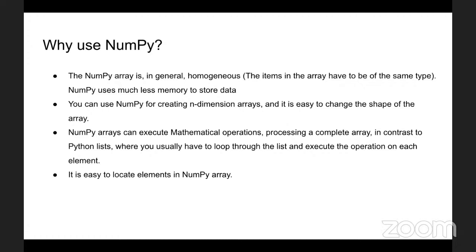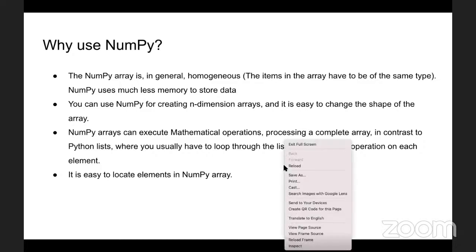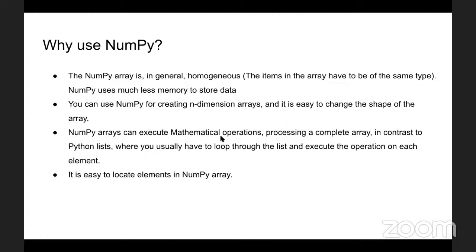NumPy array in general only supports data of the same type, which uses much less memory to store the data, and that's the first reason. The second is NumPy allows creating n-dimensional arrays, and it's easy to change the shape of the array. Let's demonstrate it with the code.